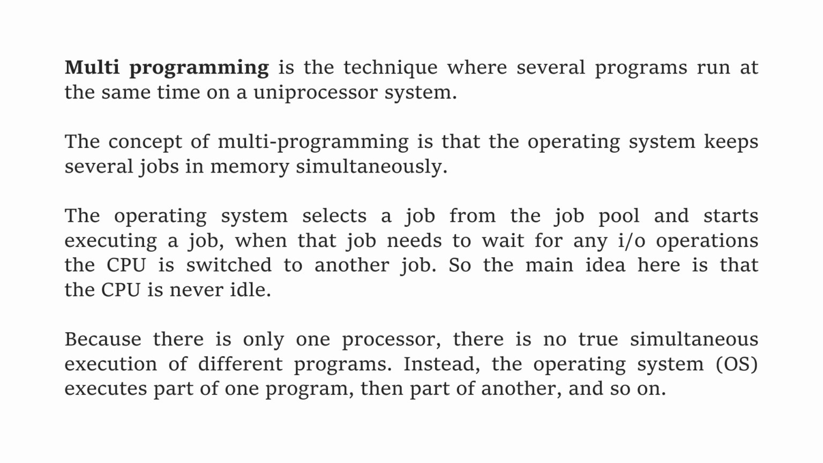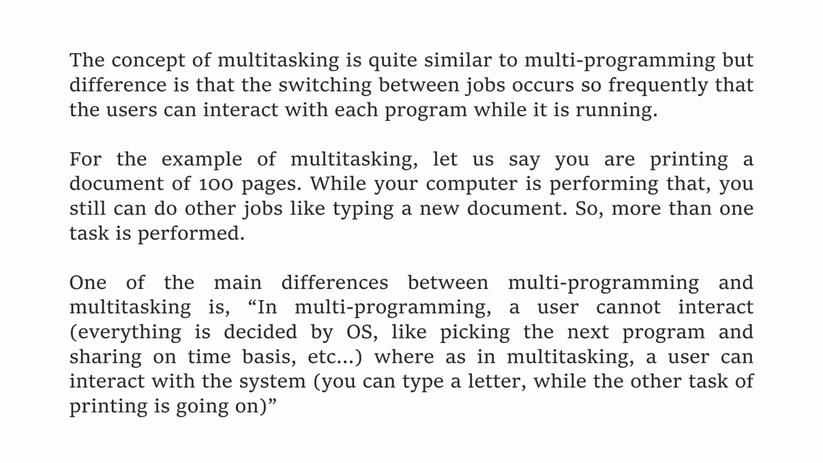Because there is only one processor, there is no true simultaneous execution of different programs at the same time. Instead, the OS executes part of one program, then part of another program. So this is termed multiprogramming, where there is no true simultaneous or parallel execution of different programs. The concept of multitasking is quite similar to multiprogramming, but the difference is in how the switching between the jobs occurs.